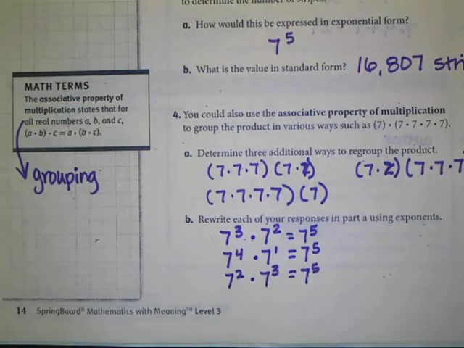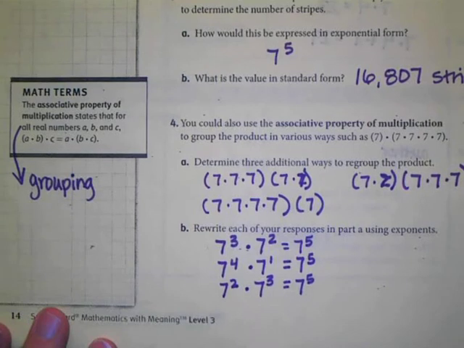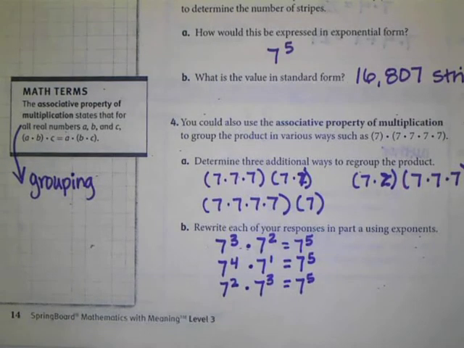So really, it didn't matter that I grouped them differently. If you had 3 people at your table and you all made these different groups, would you all have gotten the same answer? Yes. The associative property does not change anything.